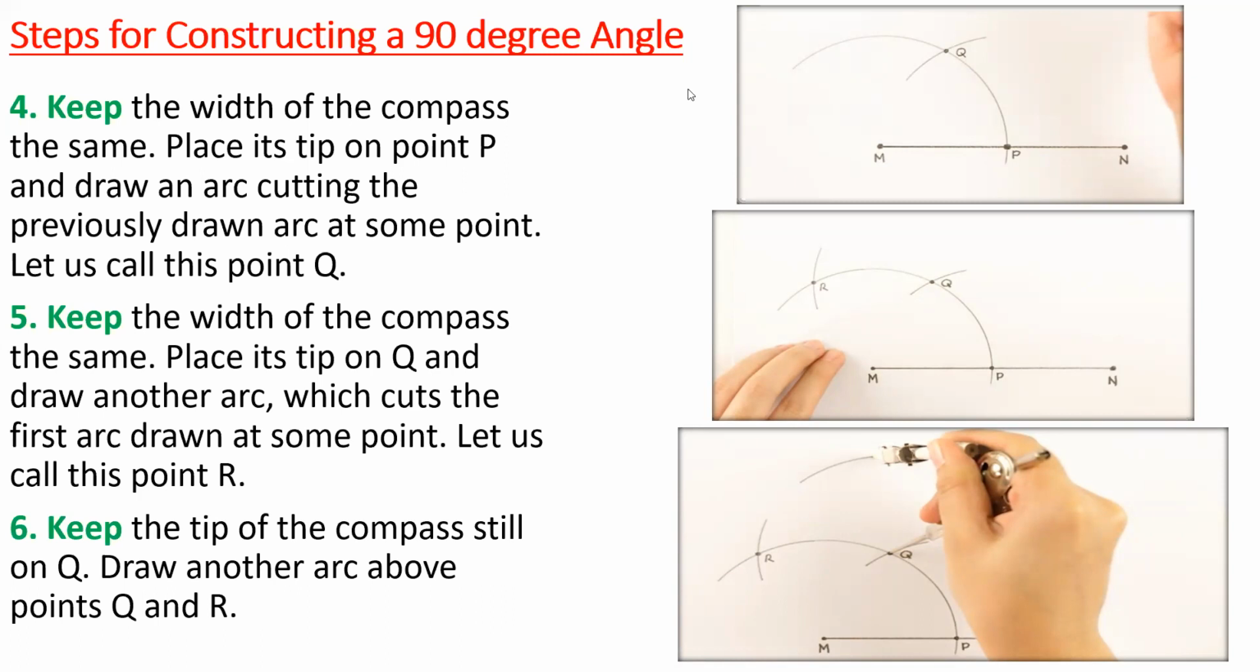Read the second 3 steps for me, please. Number 4, keep the width of the compass the same. Place its tip on point P and draw an arc cutting the previously drawn arc at some point. Let us call this point Q. Number 5, keep the width of the compass the same. Place its tip on Q and draw another arc, which cuts the first drawn arc at some point. Let us call this point R. Number 6, keep the tip of the compass still on Q. Draw another arc above points Q and R. Very good.